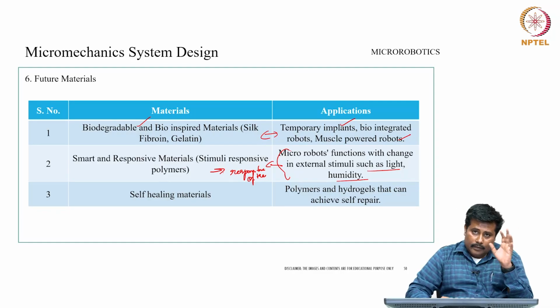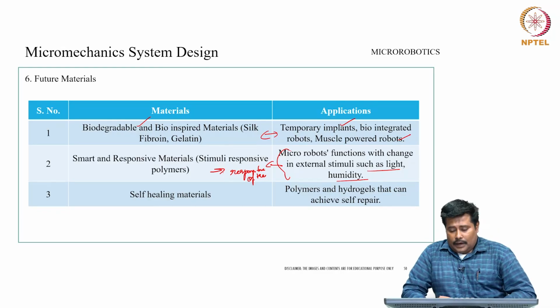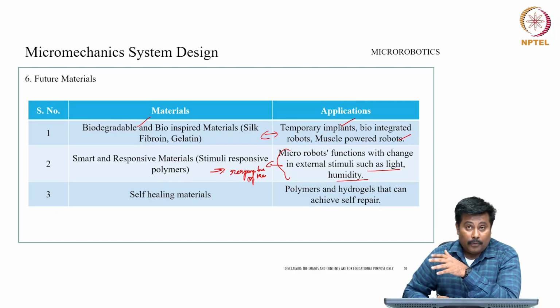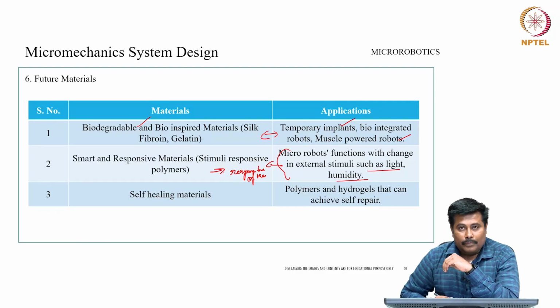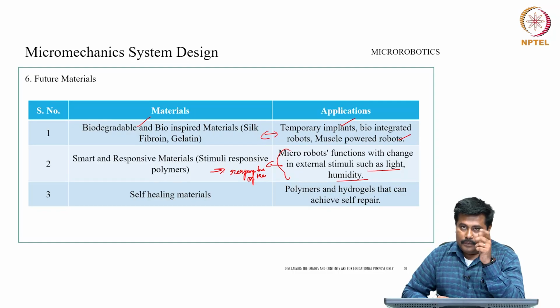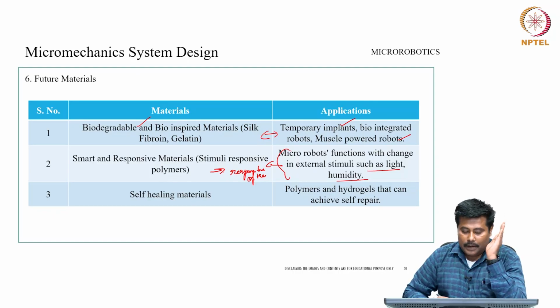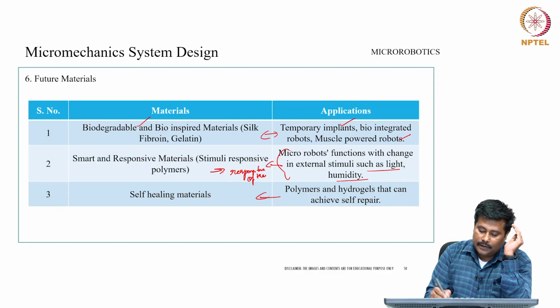In fact, when we discuss the different types of polymeric materials for actuator applications, we will be discussing these polymers also. Then, when we talk about self-healing materials, polymers and hydrogels that can achieve self-repair come under the category of self-healing materials.